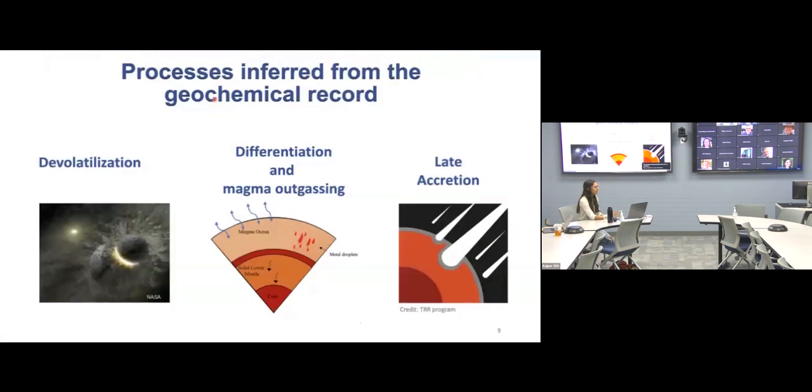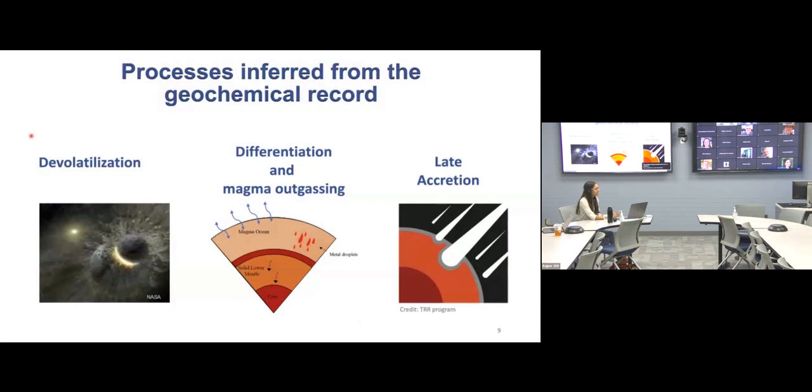If we consult the geochemical record, there's evidence for volatile-related processes. These are the three main ones that we have uncovered. The first one is devolatilization, which occurred very early in the Earth's history while it was still forming.